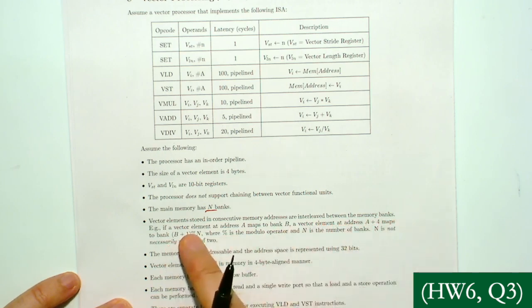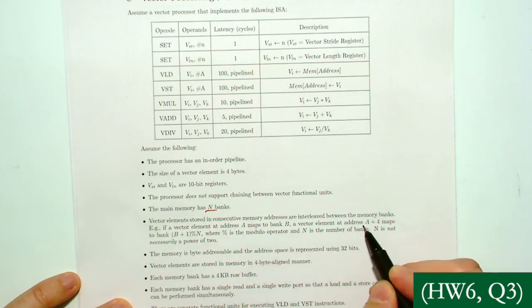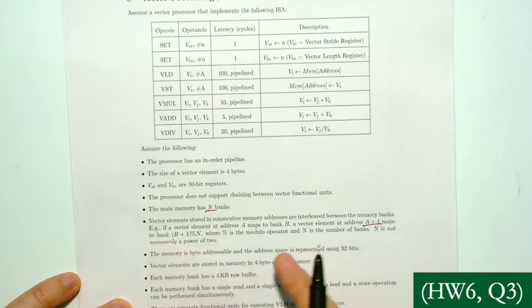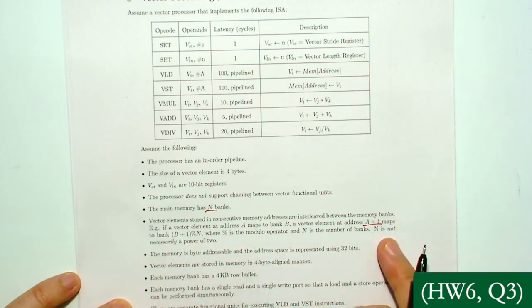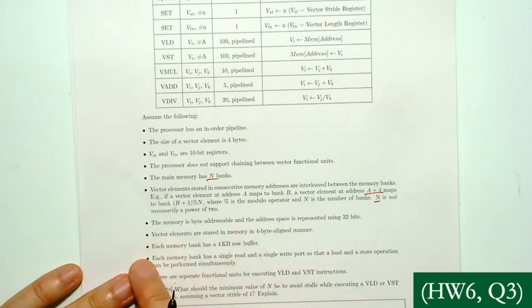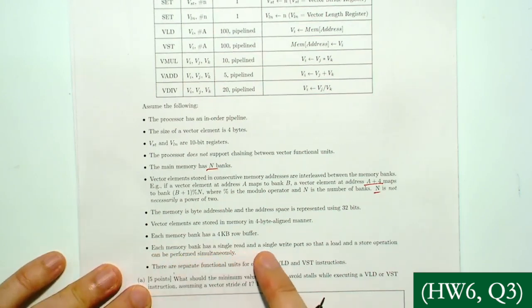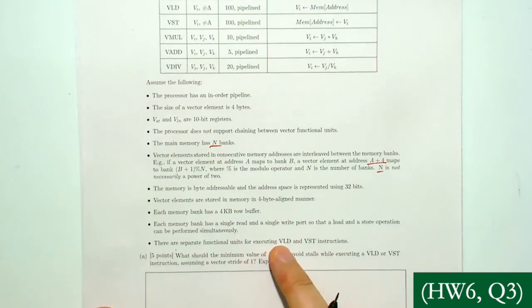So if a vector element address A maps to bank B, the next address, A plus 4, maps to the next bank. And N, the number of banks, is not necessarily a power of 2. The memory is byte addressable. Vector elements are stored in a 4-byte aligned manner. Each memory bank has a 4K row buffer. I think this information is not required for this exercise. Each memory bank has a single read and single write port, so that a load and store operation can be performed simultaneously. And there are separate functional units for executing loads and stores.